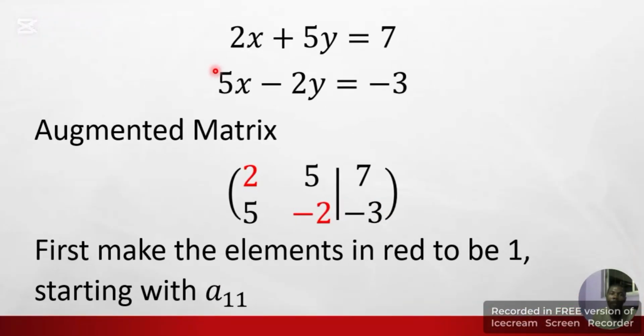matrix reduction. So we have the first, which is a two system of simultaneous equations: 2x plus 5y equal to 7 and 5x minus 2y equal to minus 3. So the augmented matrix is written in this form.